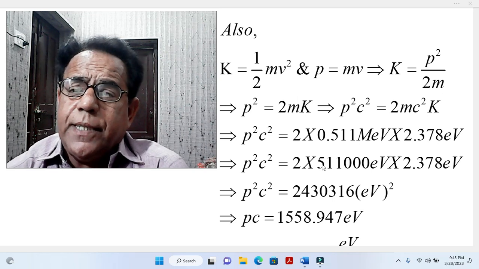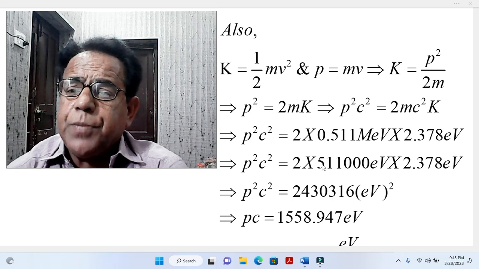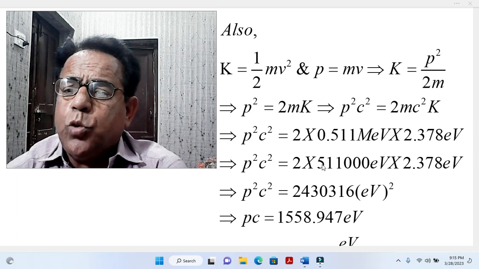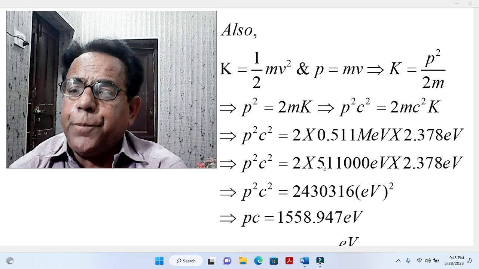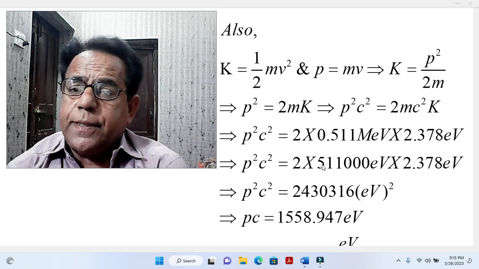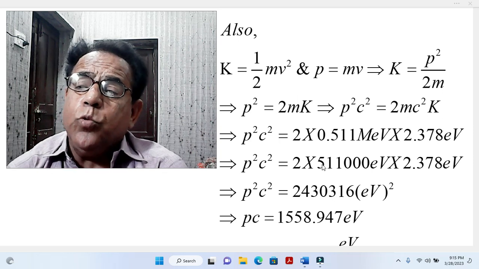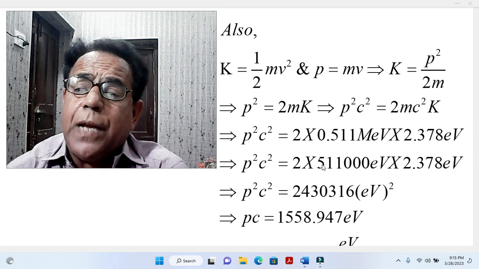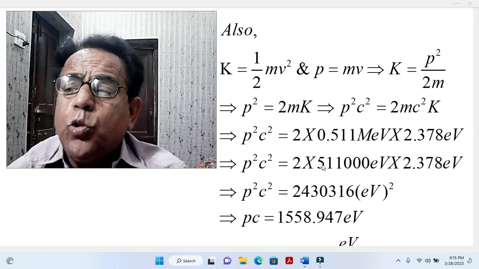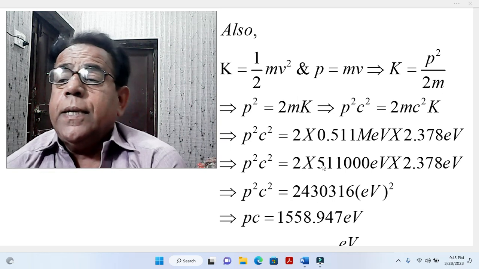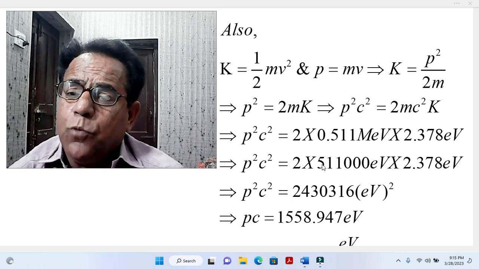So dear students, here p square c square becomes equal to, after simplifying, 2430316 electron volt square. Now what we will do is take the square root on both sides, because we have to determine the value of pc, not p square c square. So when we take the square root on both sides, the square of electron volt will vanish and it will become simply electron volt.